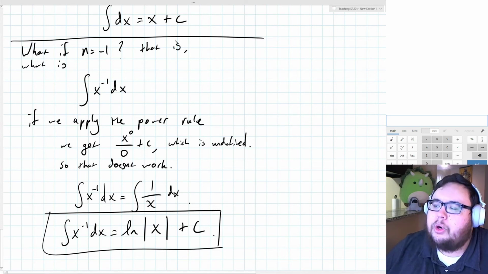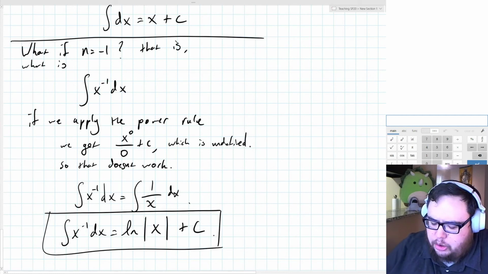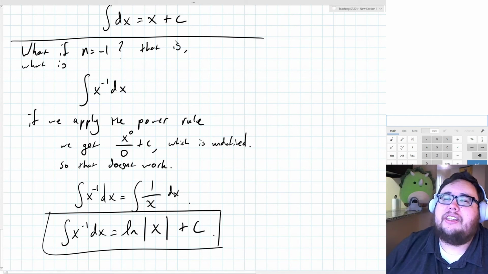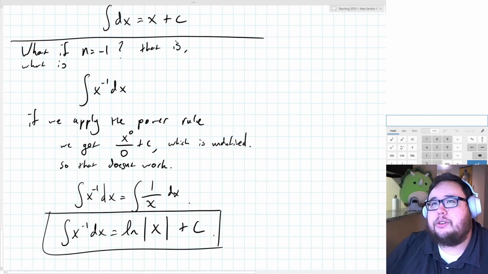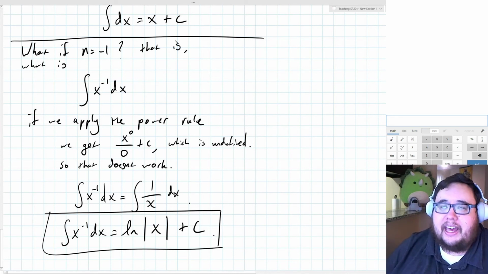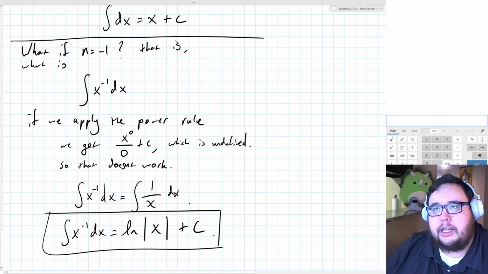So the power rule doesn't work when n is equal to negative 1. This is the exception here. This is how we deal with n equal to negative 1. For any other possible value, the power rule works. It could be x to the negative 1.000000003, and you could use the power rule. But if the power is equal to negative 1 exactly, you have to use this formula instead. Okay.